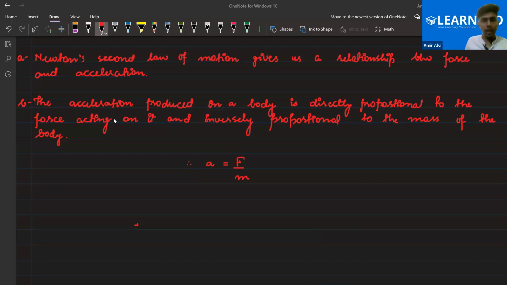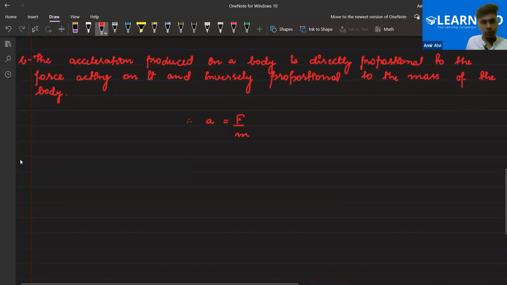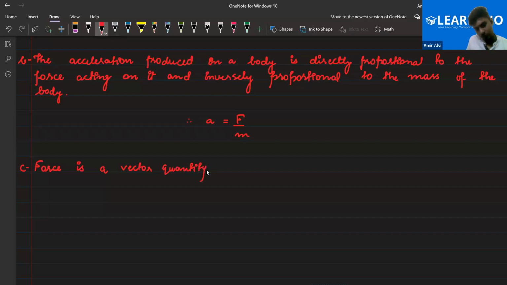Now let's understand some basic SI units and other things of the force quantity. Acceleration, we have already studied in the motion chapter, is meter per second square. Now let's take it for force. Force is a vector quantity, first of all.